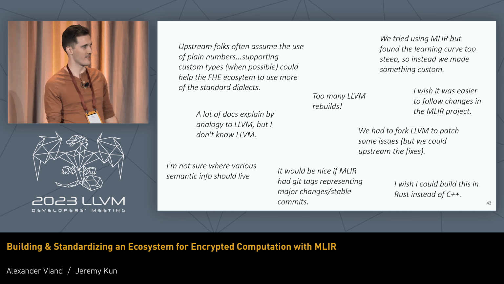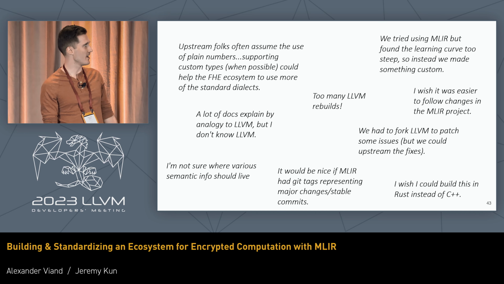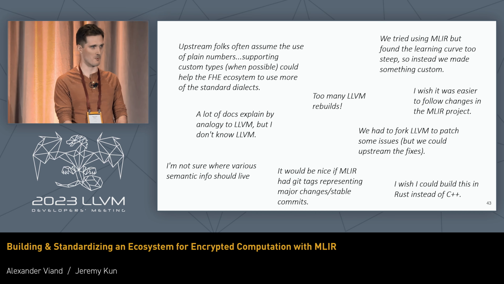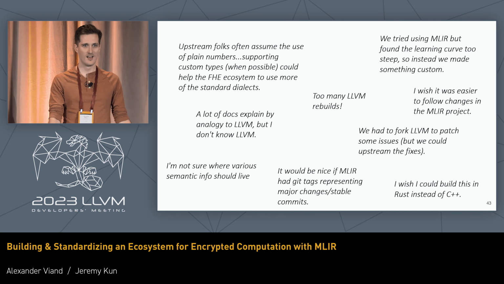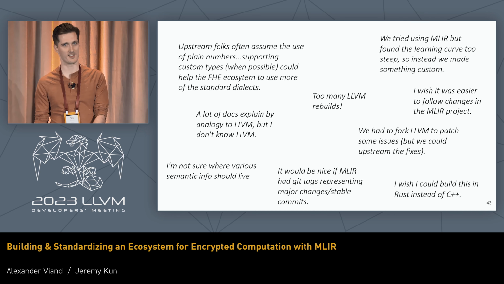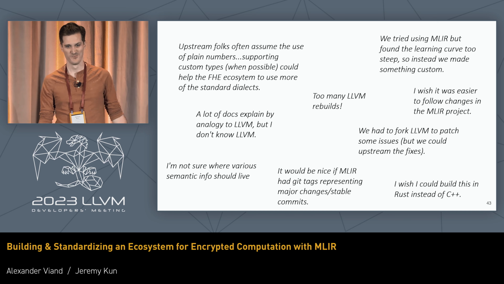One of them that we faced when we were working with secret data types is the top left one: upstream folks kind of assume that you're working with very particular types of data. It would be nice if we could reuse more of the upstream stuff if those assumptions were not there. In our case, it's encrypted analogs of arithmetic.